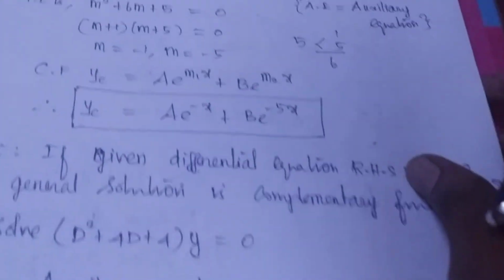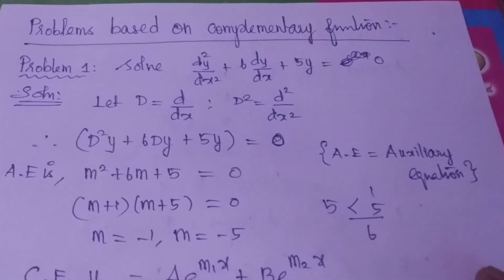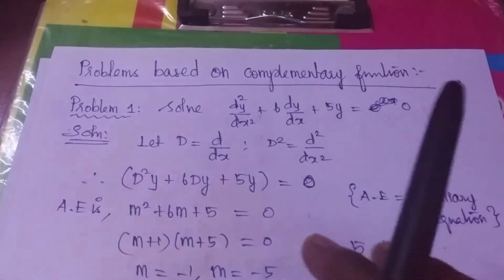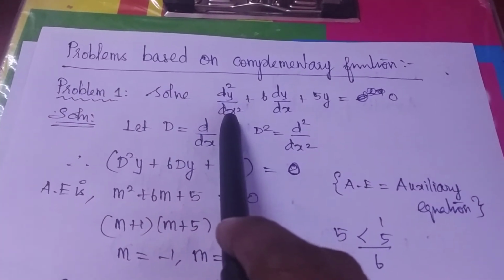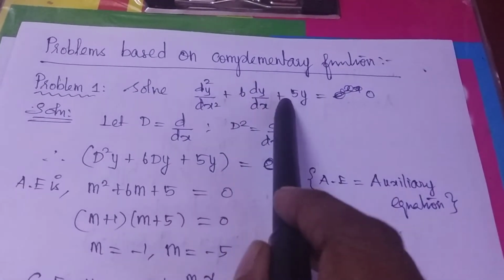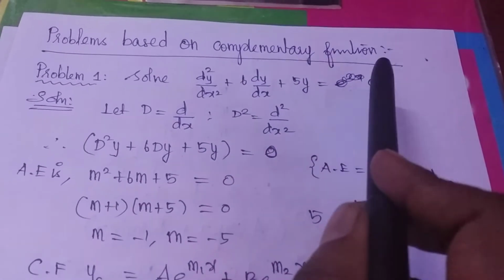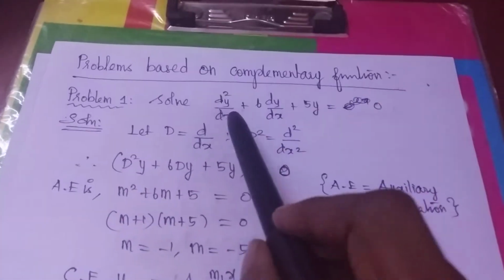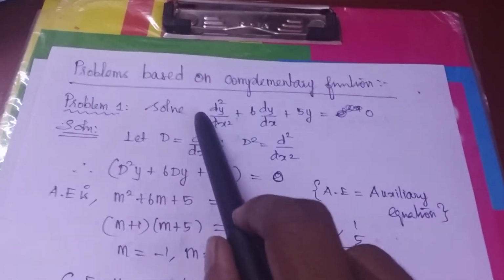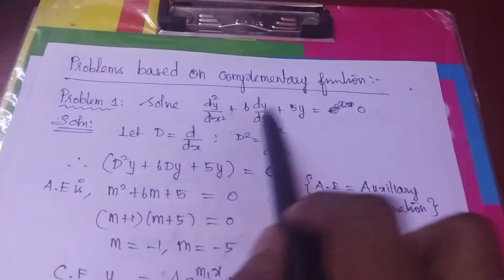Next we see problems based on complementary function. Problem 1: solve d square y by dx square plus 6 dy by dx plus 5y equal to 0. The RHS is 0. Solution: this is a linear differential equation with constant coefficients.